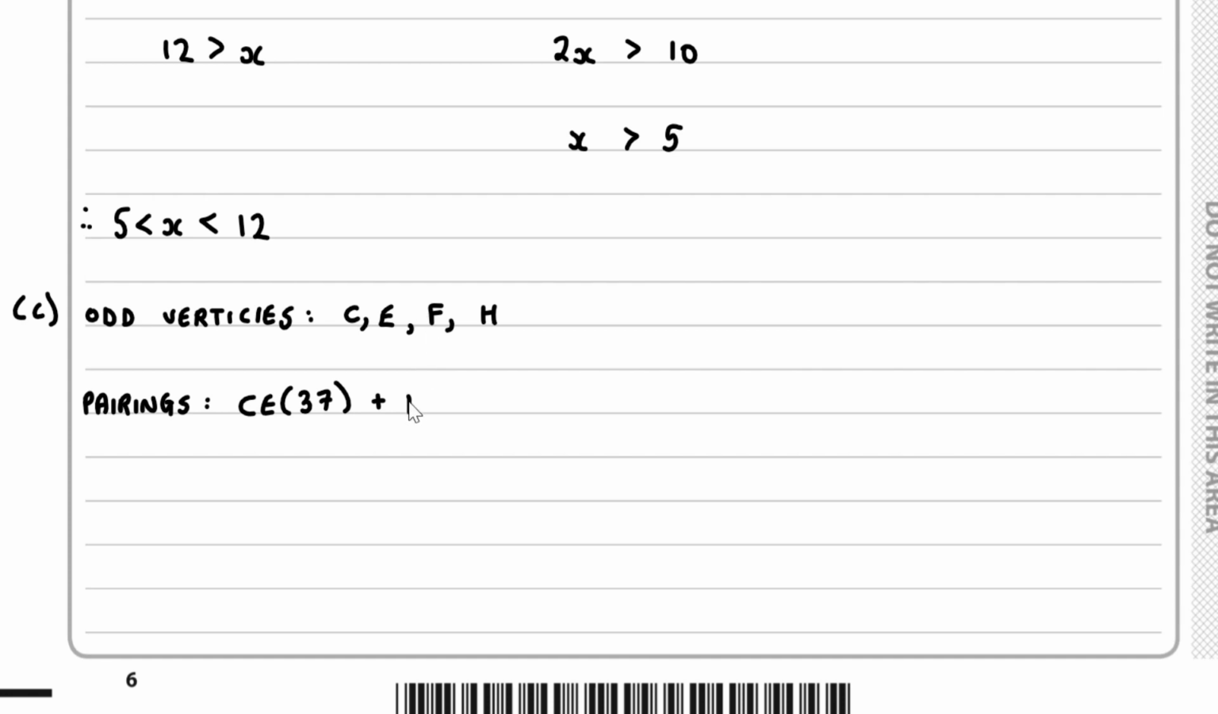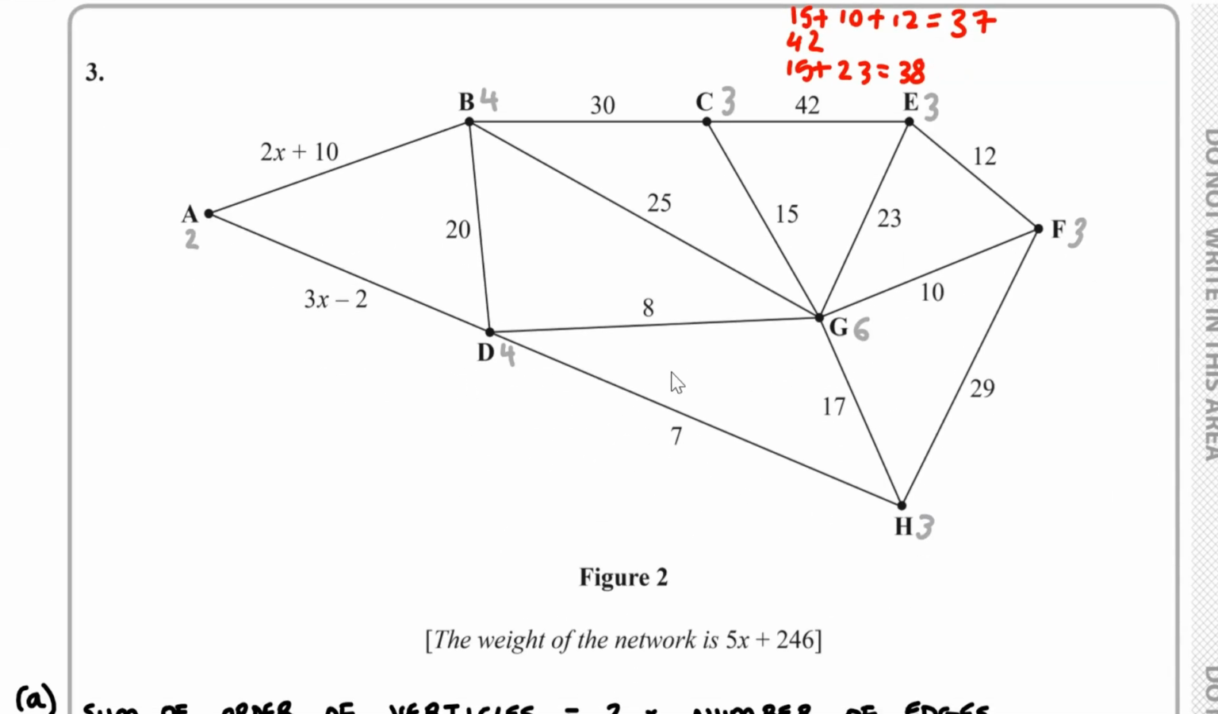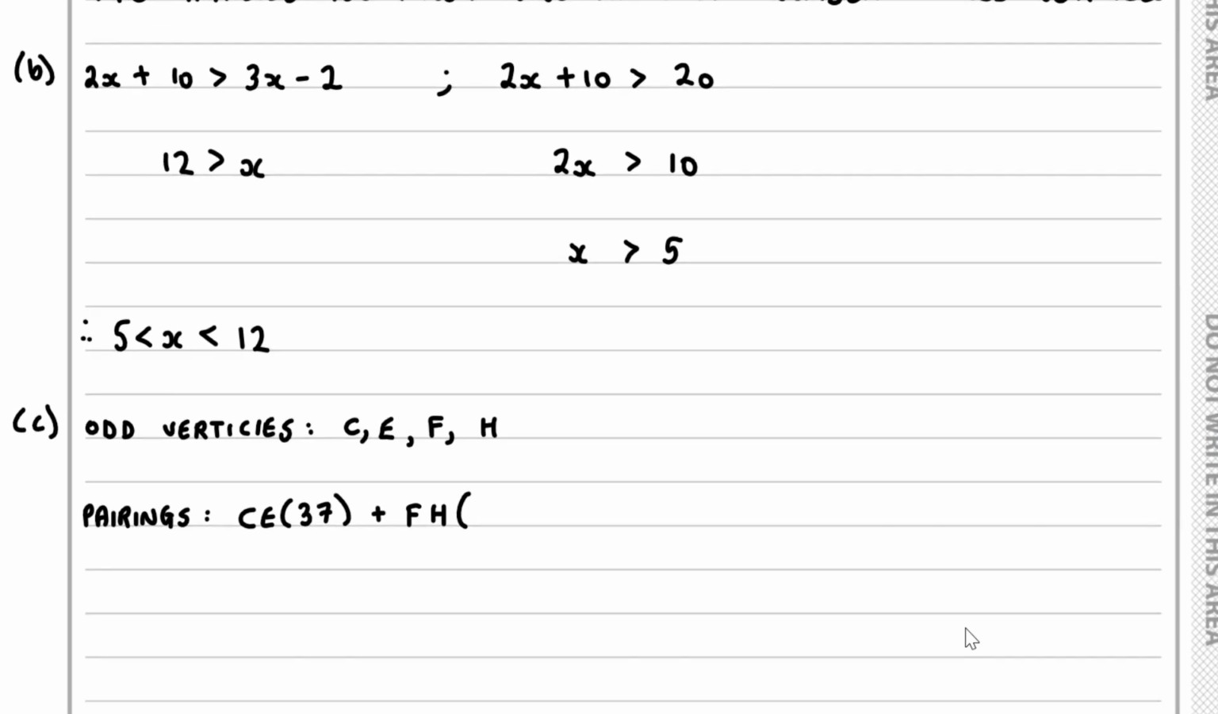And then we have FH. So let's find out the quickest way we can get from F to H. So F to H, we could go 29. Another way we can go there is the 10 plus the 17, which is 27. Or we could go 10 plus the 8 plus the 7. So that will be 25. So the smallest one is 25. So here we've got 25.